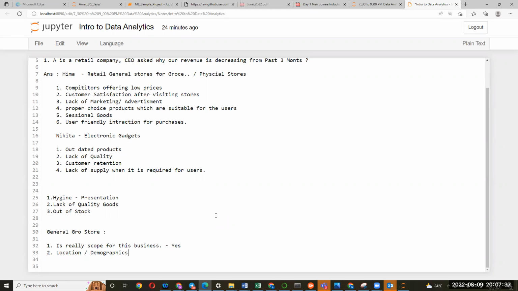And what is the next thing? Demographics also, excellent. The location is also very near to all the people and centered to all the locations and all these things. This is also passed. Then what will you do? What is your next consideration?